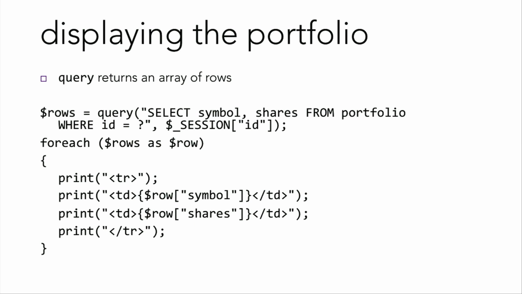So if I select the symbol and the shares from my portfolio table where the ID is the current user's ID, the session ID, then I can use a foreach loop in PHP, quite a useful loop here, and iterate over, accessing the particular value in the associative array that I need at that time. Here, the symbol in row and the shares in row.